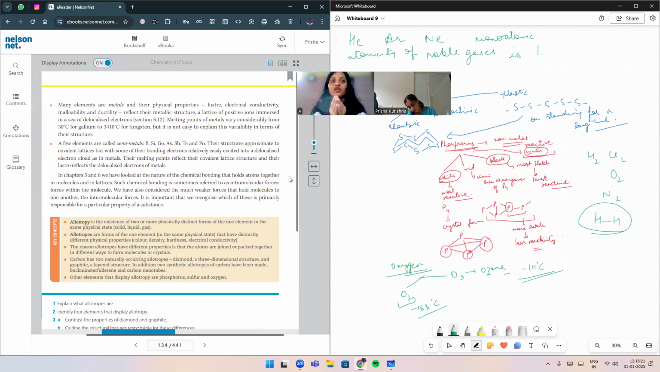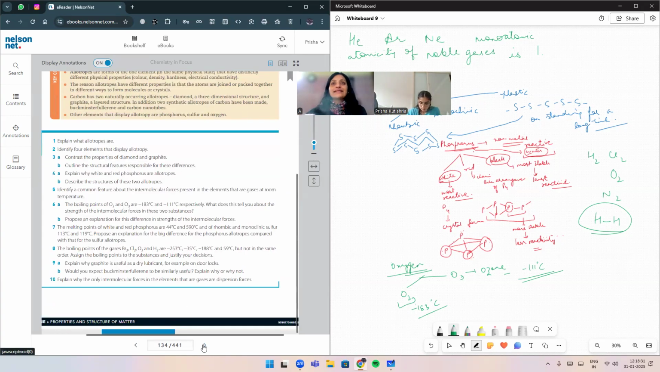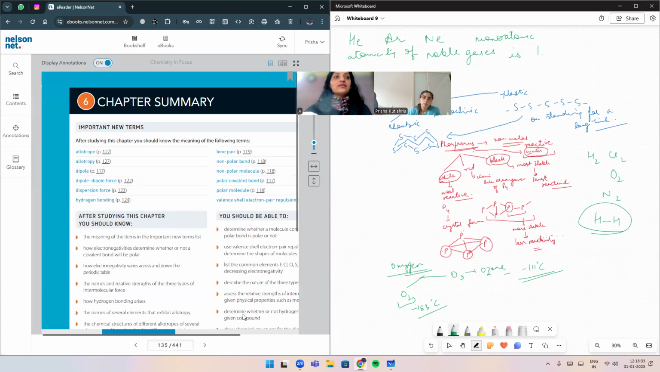Is that clear? So now we know about allotropism. We have compared the properties, and we have seen which elements are showing us allotropism. So let's move on and see what's next. This was the chapter, so we have finished our chapter, and I think you're able to make up the things now.